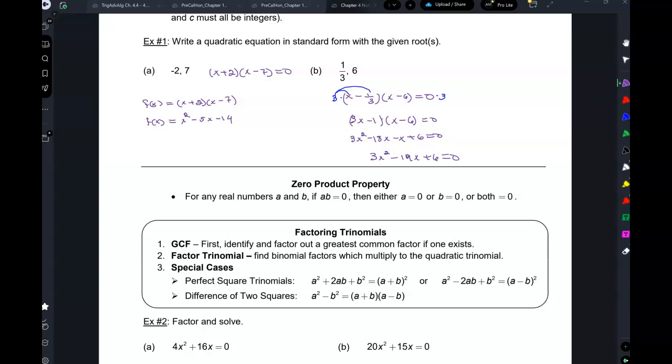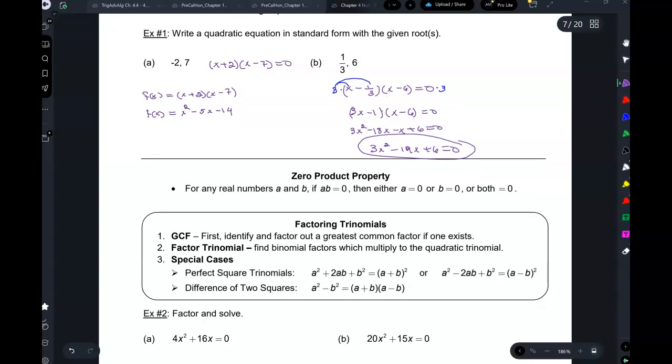Right? That's it. No, because it says to write it in standard form. This is standard form. Okay? No fraction.